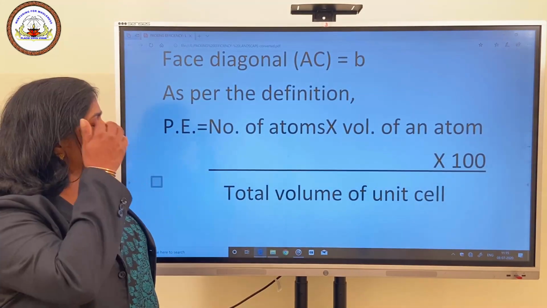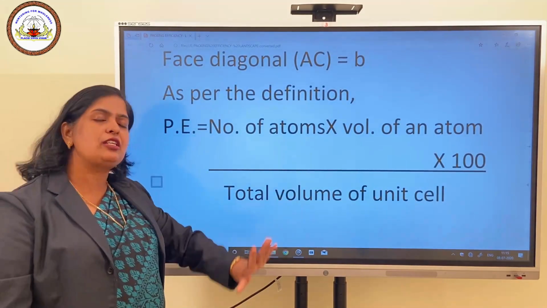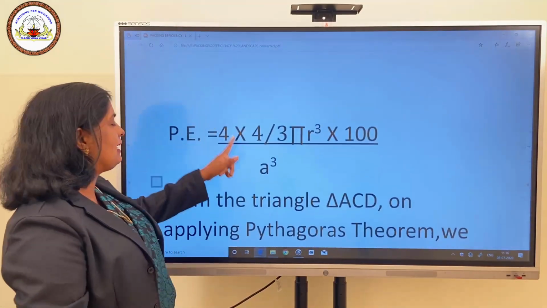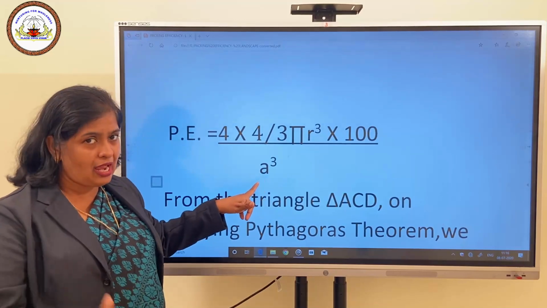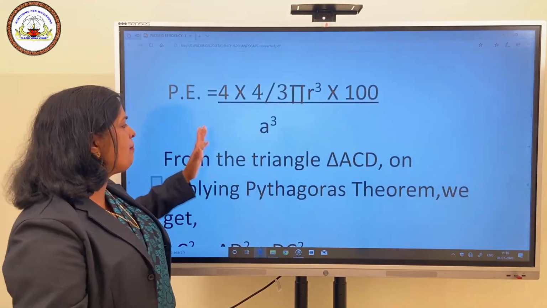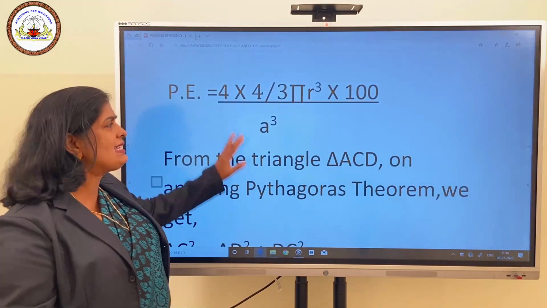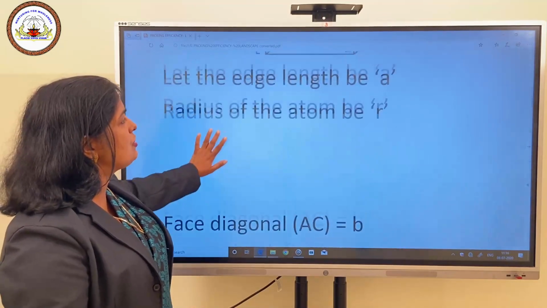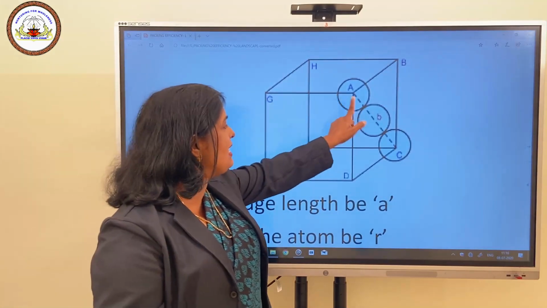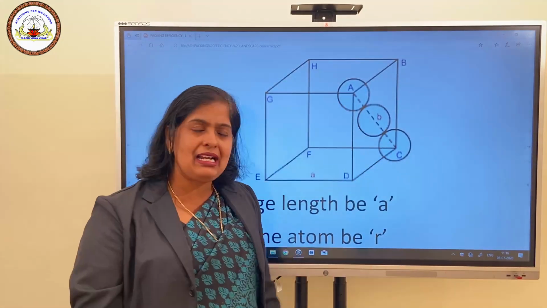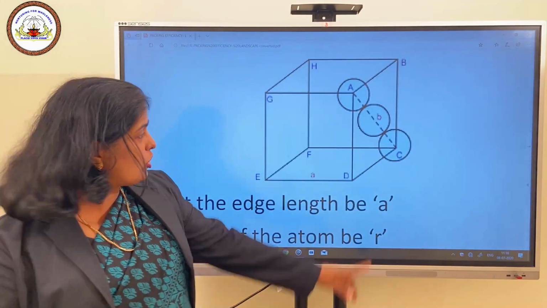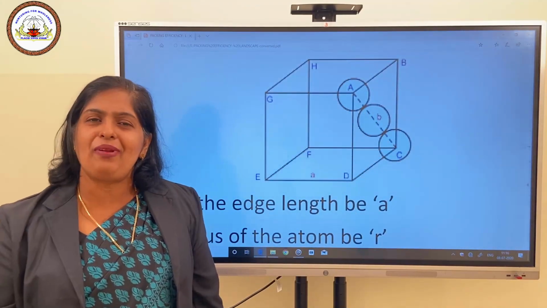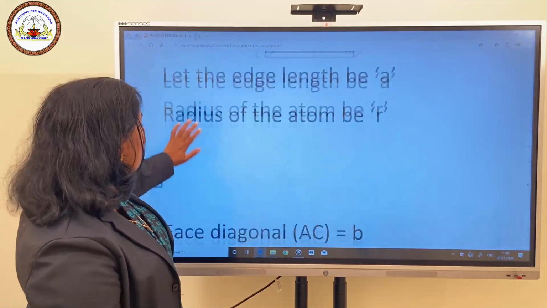So applying Pythagoras, now we will see here, face diagonal AC is b. As per the definition, packing efficiency is equal to number of atoms into the volume of an atom divided by volume of unit cell into 100. Till this expression I mentioned before. Now from the triangle ACD, this triangle is a right angle triangle. So in order to find the distance b, we can apply Pythagoras theorem.